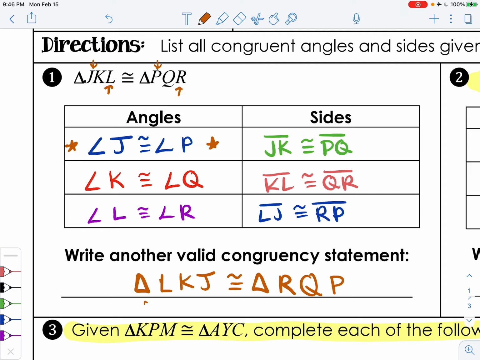So when you write your own congruency statements for triangles, it doesn't matter the order of the first one, but what does matter is that the order of the second triangle matches.